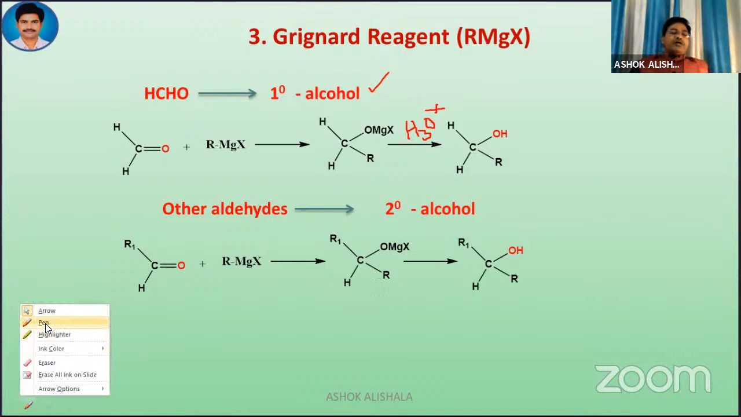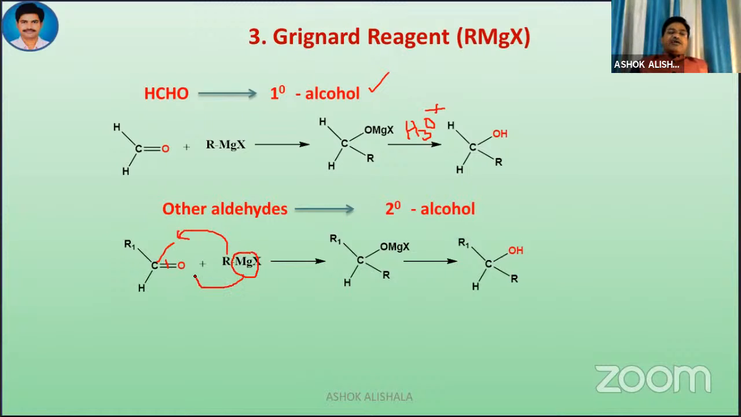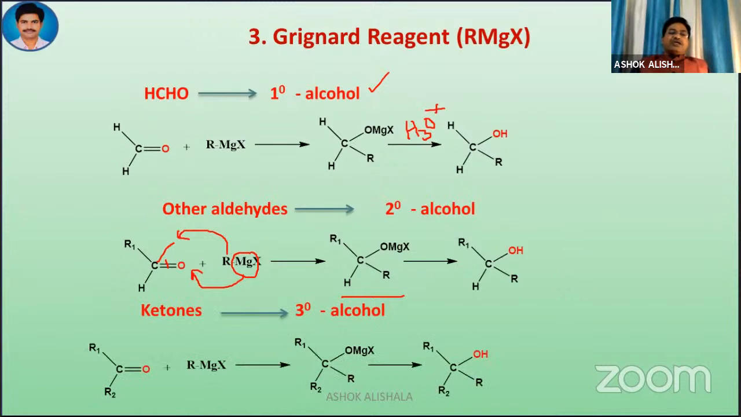You have to remember this double bond will break into a single bond, and for one, the R is added here, and the OMgX is added onto the oxygen. Therefore, you will get an intermediate, and during hydrolysis, this will give the secondary alcohol. Now, when ketones are treated with the Grignard reagent, you will get the tertiary alcohol like this.